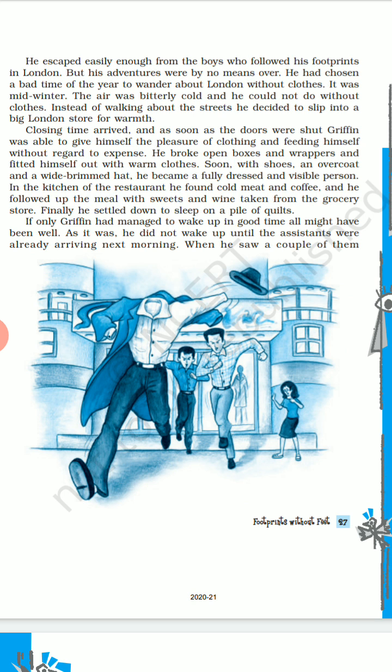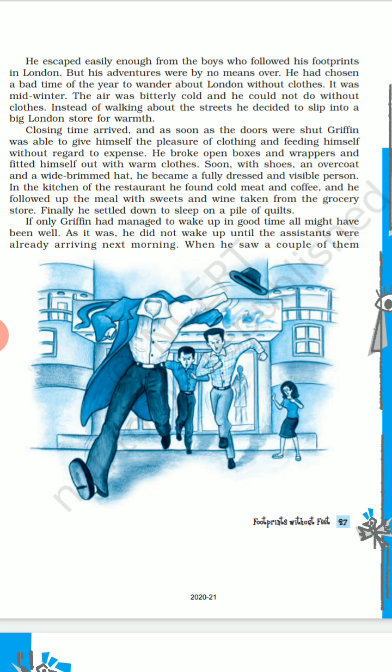So in the beginning, we have seen the two boys were following him. He escaped easily from the boys who were following his footprints in London. But his adventures, meaning exciting experiences, were by no means over. That was not the only experience he had, but there were many more experiences that he had as an invisible man. So as he ran away, that invisible man, the scientist Griffin, ran away.